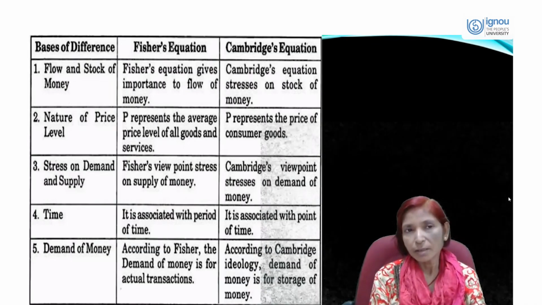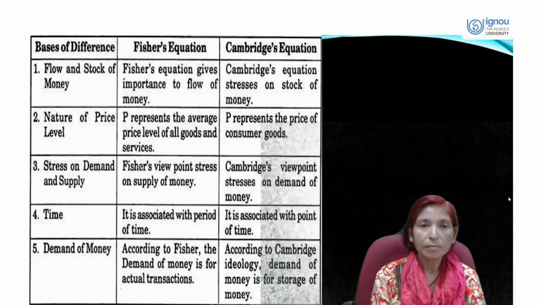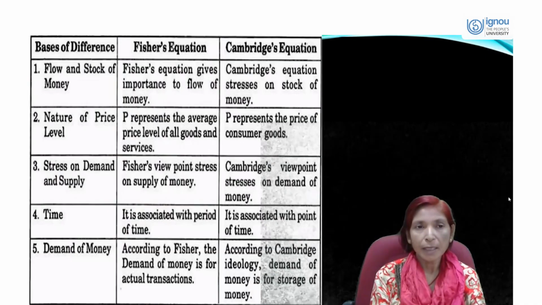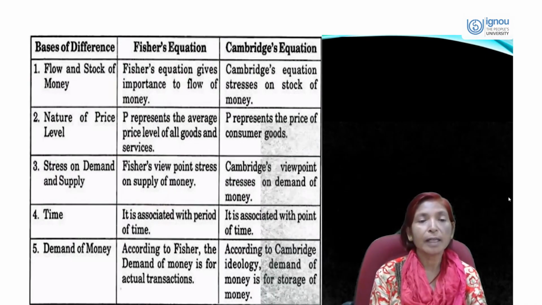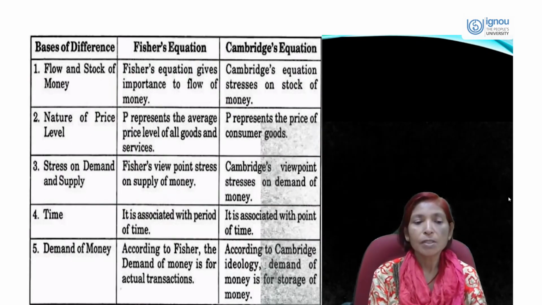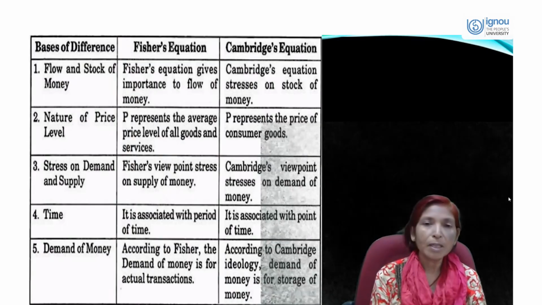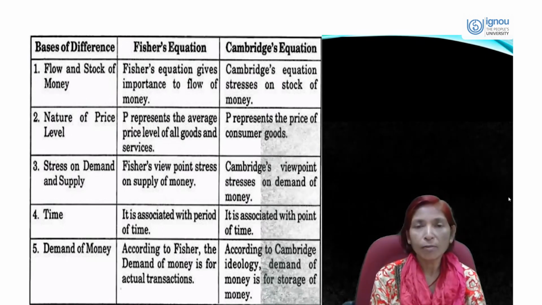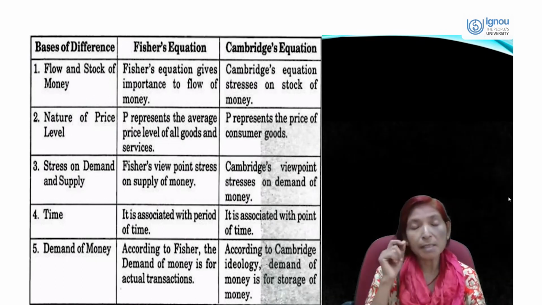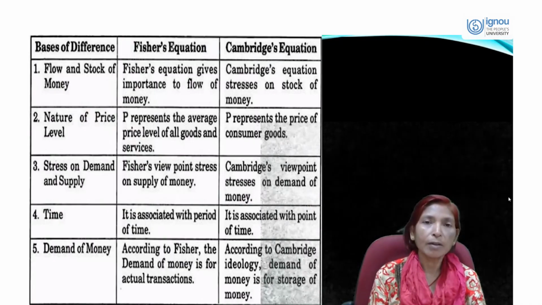Next is time. Fisher's equation is associated with a period of time because it is a flow concept. It takes the equation which is related with the flow of money, so it is associated with a period of time. And the Cambridge equation, which mainly stresses the stock of money, is associated with a point of time, because a stock concept is related with a point of time and a flow concept is related with a period of time.